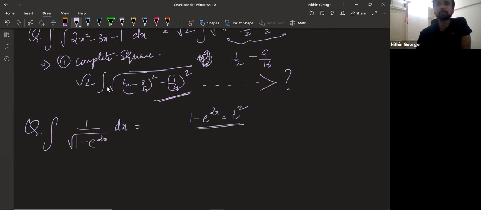Take whatever is inside the root as t square. Guys, this is a common substitution you will see at many places. Whenever you have a doubt what to do, try this. If there's a root anywhere, inside the root that thing should be positive. Whatever you put should be positive. You take that as t square and try. If you take it as t, it will be a little more steps, but you get the same answer. But take it as t square and try, see what you get.